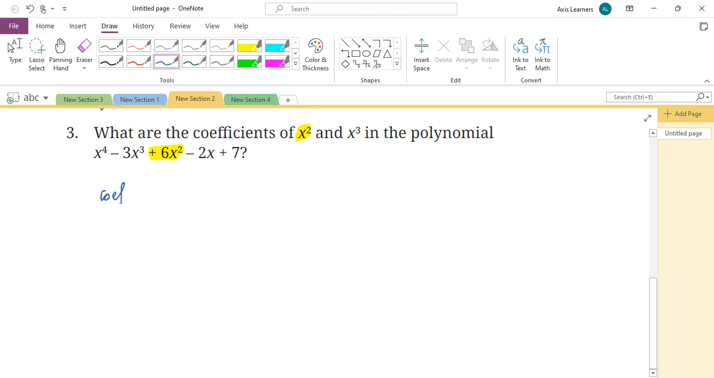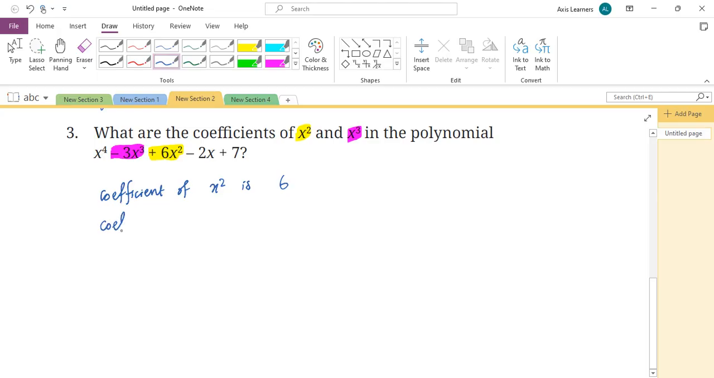Okay. Coefficient of x square is plus 6. So we will often remove this plus sign. So I removed it. Now we need to write the next one. Coefficient of x cube. While checking x cube, we need to check the number along with its sign. I already told you. So we need to do that.